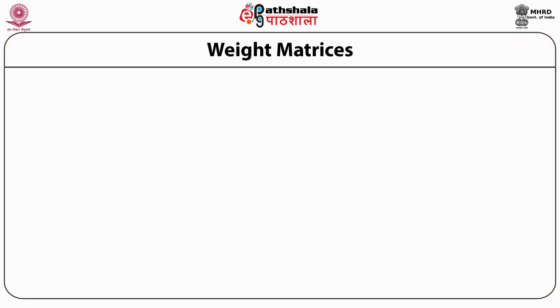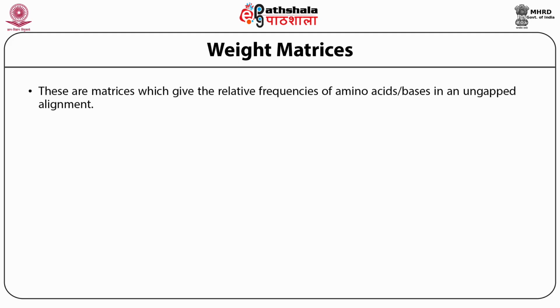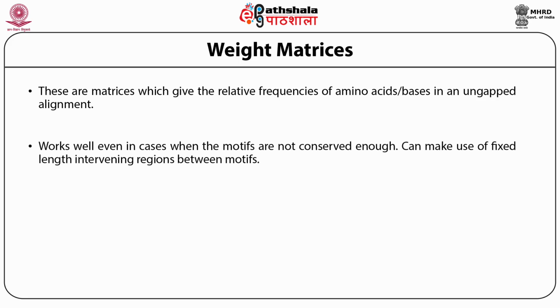We gave some idea about position-specific scoring matrices. Sometimes these are also called weight matrices. I think very early work on this was due to Gunnar von Heijne, among others, in Sweden. Now these matrices give the relative frequency of amino acids, or nucleotide bases for a DNA sequence, in an ungapped alignment. So these work even in cases where the motifs are not conserved enough.